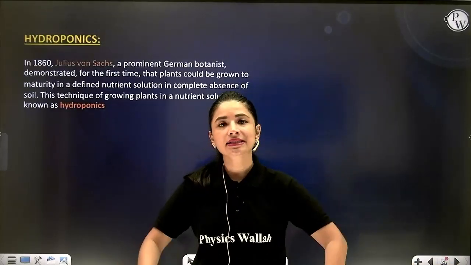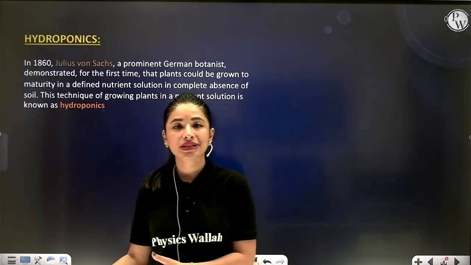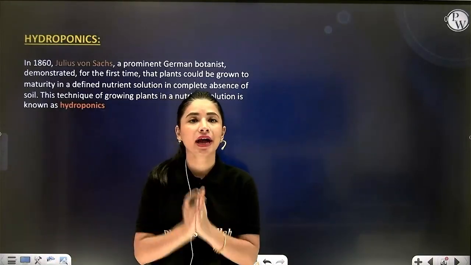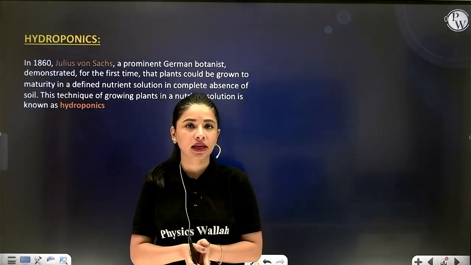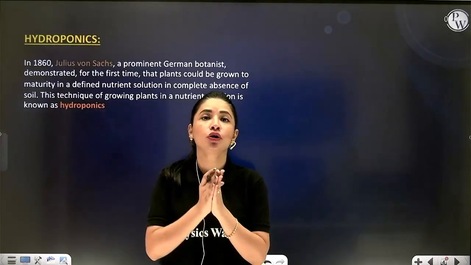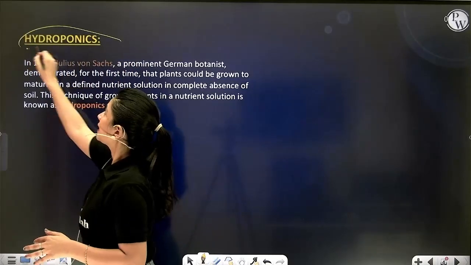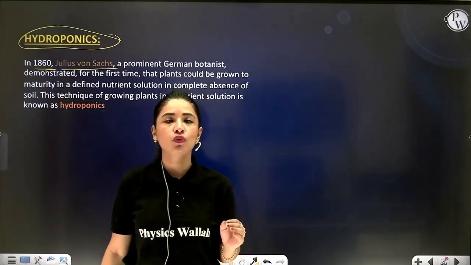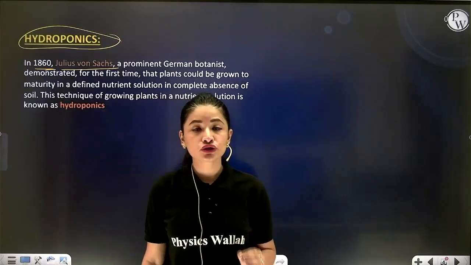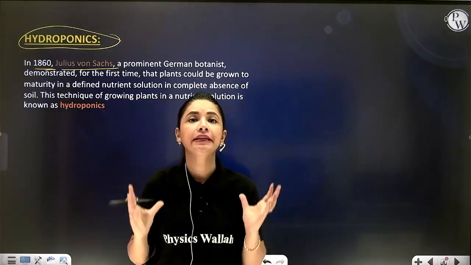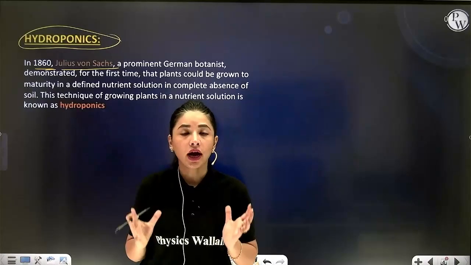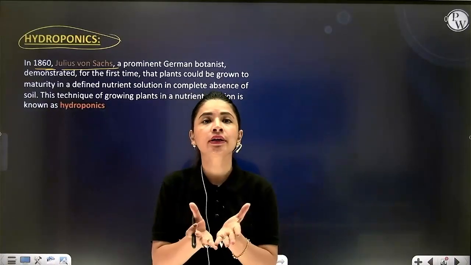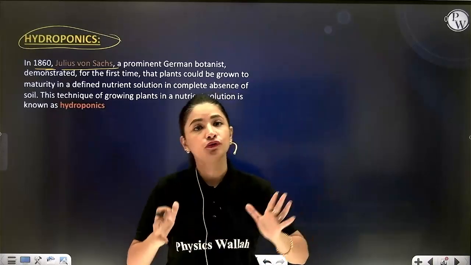Chalo, let's start. So before we start with the inorganic nutrients, the minerals, first we have to study a very famous technique called hydroponics. In the year 1860, scientist Julius von Sack, he demonstrated a soil-free cultivation system. He cultivated plant in a nutrient medium which is soil-free.